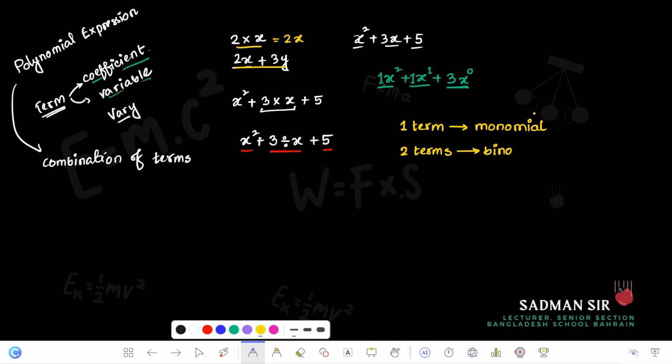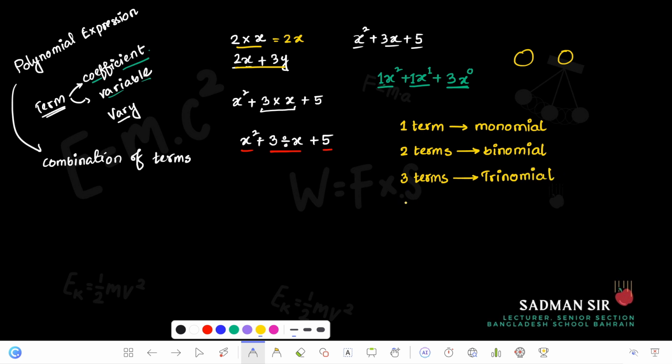Bi means two. Like for example, bicycle, when we drive, there are two wheels, right? That is why it is called bicycle. So binomial, bi means two. And whenever there are three terms, it also has a special name, it is called trinomial. When there are three wheels, it is called tricycle, right? So trinomial.